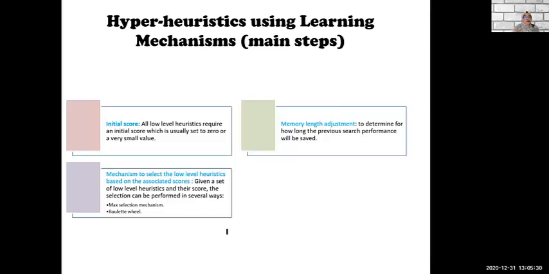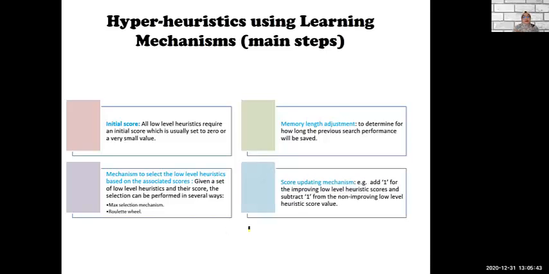For example, the maximum selection mechanism, that means we choose the best performing heuristic or the best score, the roulette wheel selection mechanism, and many more selection mechanisms. Score updating mechanism: for example, add 1 for the improving low-level heuristic scores and subtract 1 from the non-improving low-level heuristic score value. So the researcher can design how to update the score.